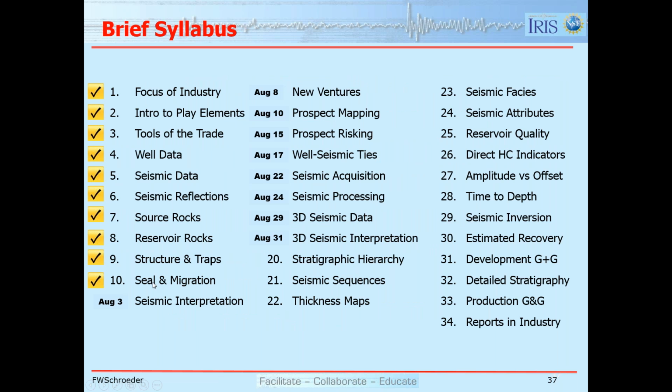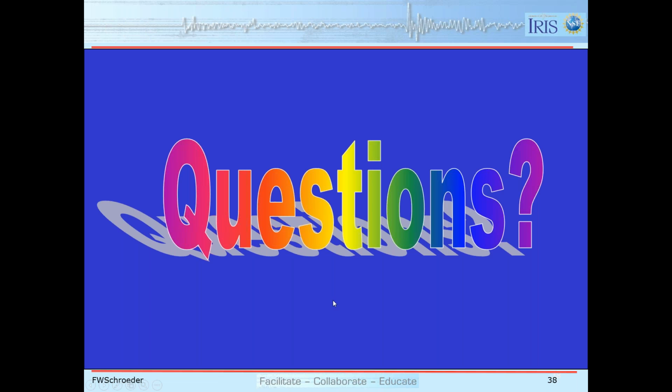So we've covered now seal and migration. We've talked about the different play elements: source, reservoir, trap, seal, migration. Thursday, we'll start talking about seismic interpretation. We'll talk about new ventures, well seismic ties, seismic acquisition, processing, and get more and more into the seismic interpretation and seismic analysis. So that's the conclusion of my prepared remarks.